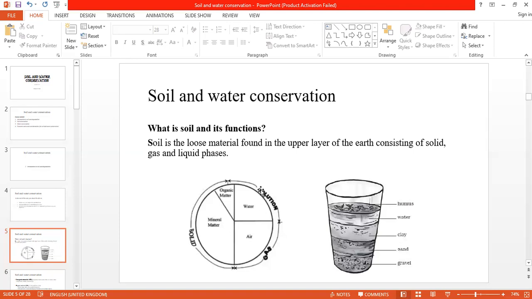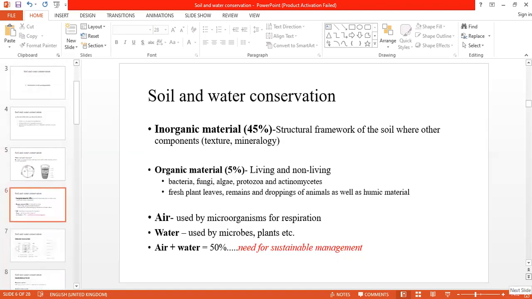When we're talking of this course, these two, the water and the air, are the two major things that we want to look at. We want to balance and ask, do we have enough water in our soil? That's why we're talking of water conservation. Then, do we have enough air in our soil? That's why we're talking of soil conservation. We want to look at these two parameters.